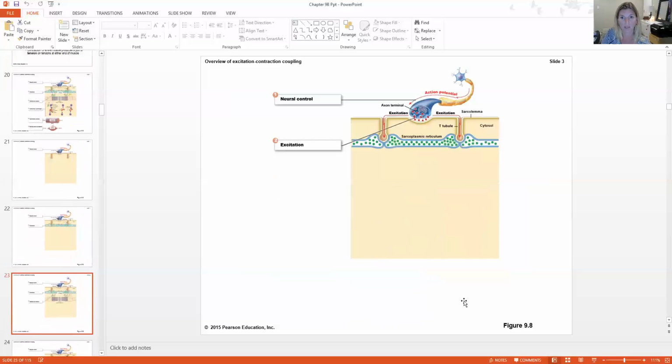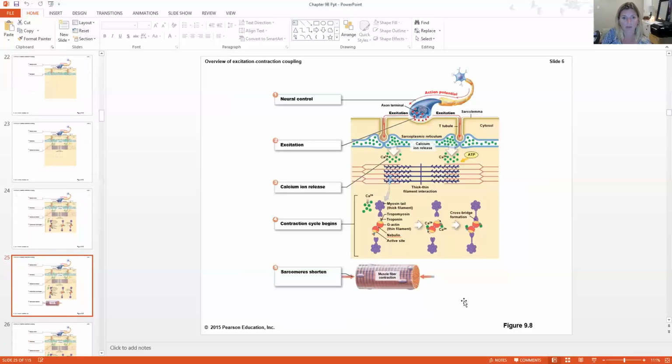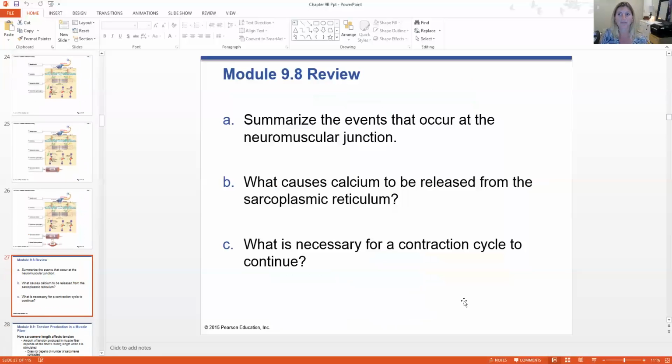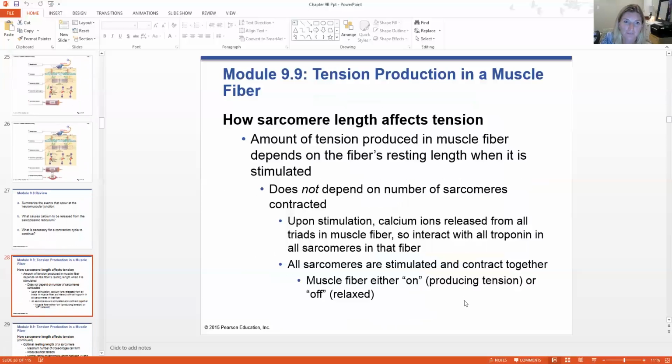Boom. Here's the whole thing again in individual slides for your viewing pleasure. All right, you can pause the video, go back and review if you need to. Let's talk about how sarcomere length affects tension. There's an optimal length, or an optimal distance, that our thick and thin filaments need to overlap.